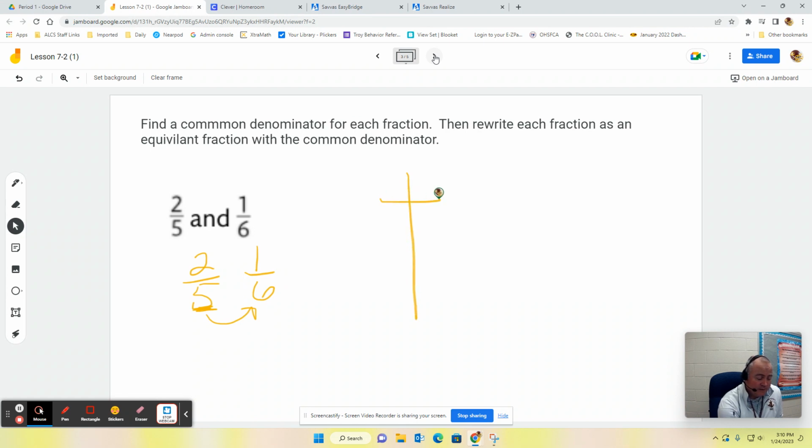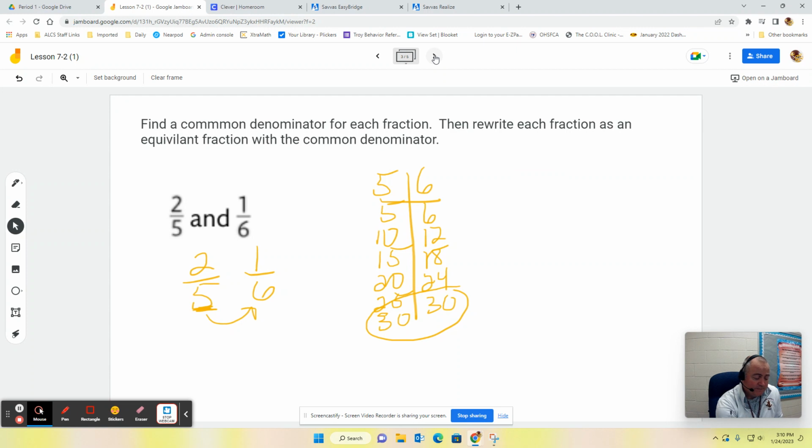I put my denominator 5 here, my 6 here, and what you want to do now is start listing those multiples. So I'm going to do multiples of 5: 5 times 1, times 2, times 3, times 4, times 5, times 6. And then I list the multiples of 6: 6 times 1, times 2, times 3, times 4, times 5. And I can stop right there because 30 is my lowest common denominator.